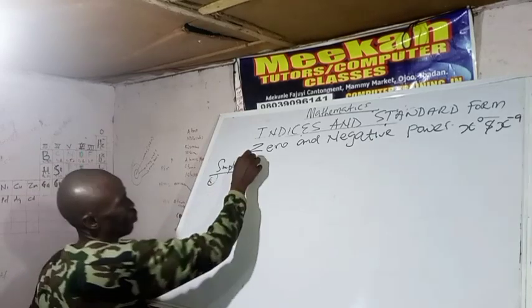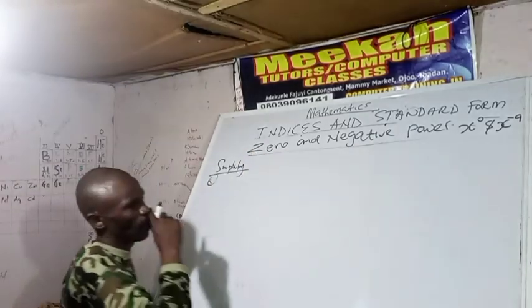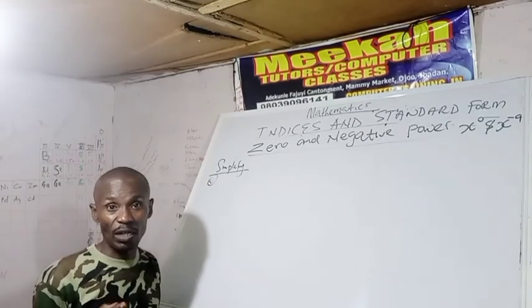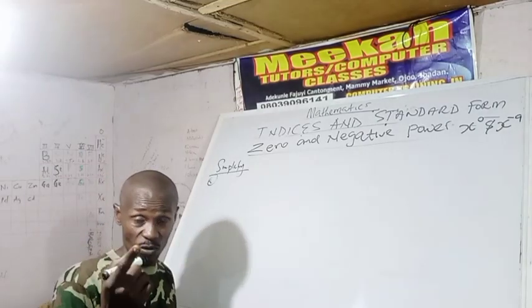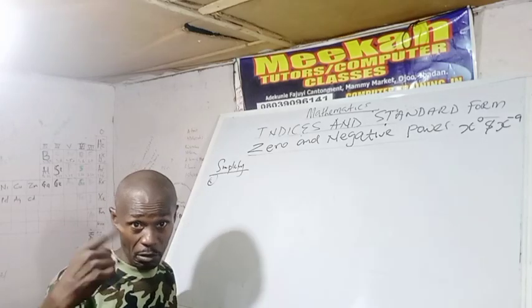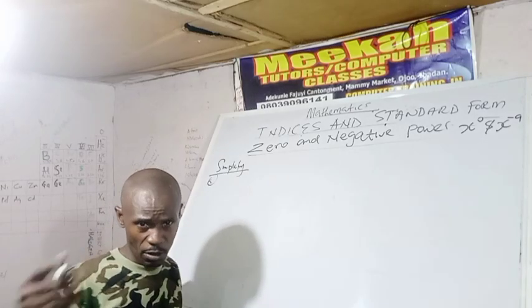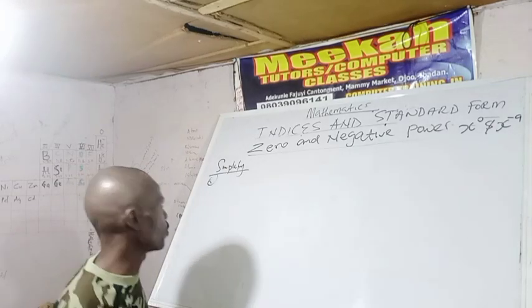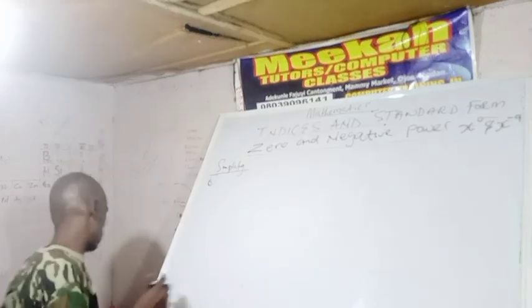Yes. We want to go on to zero and negative power of indices. Gentlemen, anything raised to power 0 is what? 1. APC raised to power 0, 1. PDP raised to power 0, 1. Nigeria raised to power 0, 1. Africa raised to power 0, 1. Anything raised to power 0 is 1.